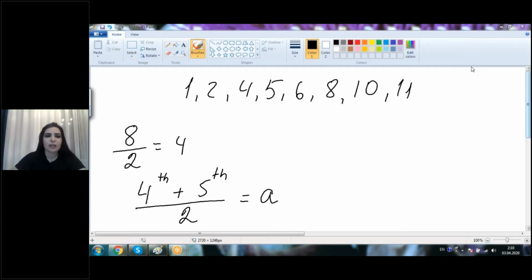So the fourth number in the set is 1, 2, 3, 4, number 5. The fifth number in the set, 1, 2, 3, 4, 5, is number 6. So we add them and divide by 2. And we will get 5.5. So 5.5 is our median in this set.